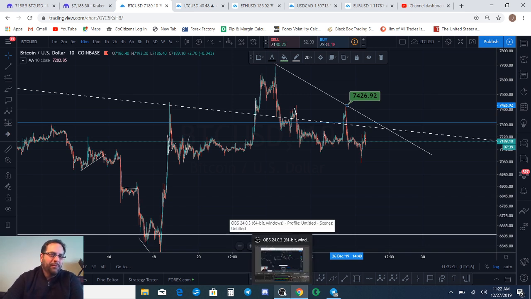Let's hope our Bitcoin dreams come true. We finally get this move to the downside so we can see our bullish action that we've been waiting for. Because guys, I think a big bull move is coming. So we'll just have to be patient for it.